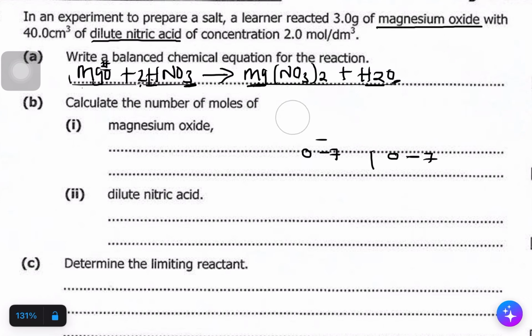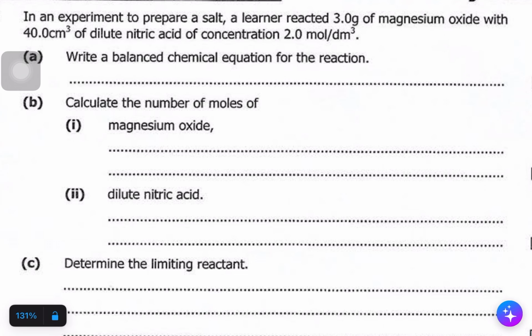Okay, so we can now write the state symbols, because the examiner is interested in the state symbols. Let me write this equation again, it's now dirty. So I'll say magnesium oxide plus 2HNO3 is equal to Mg(NO3), like that, with a 2 outside, plus H2O.